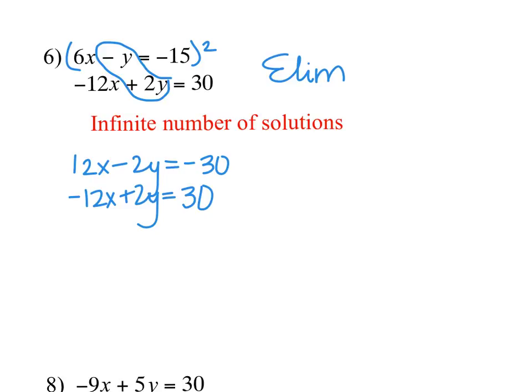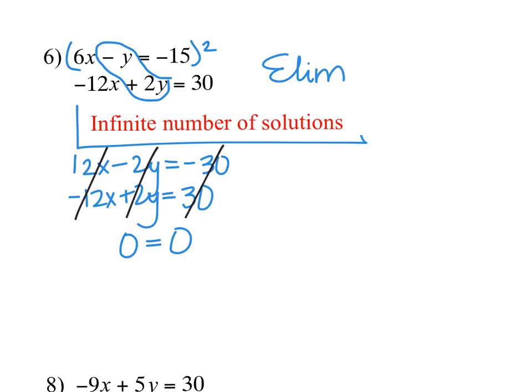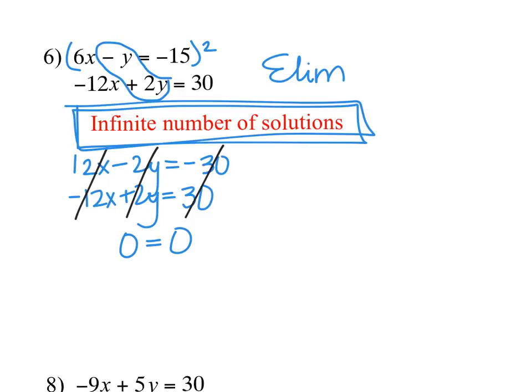Notice this is a little different than the last one because everything ends up canceling out, which means you have nothing on the left side, equals 0. And in fact, that's a true statement. 0 does equal 0, which means this is an example of infinite solutions.